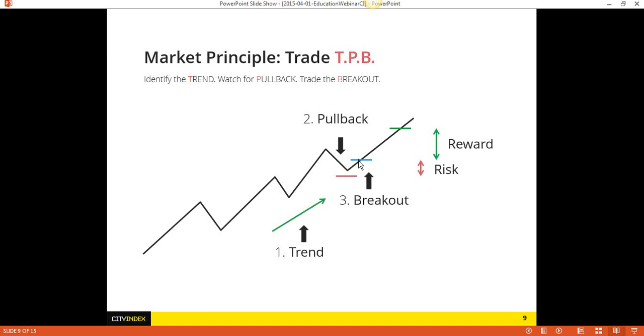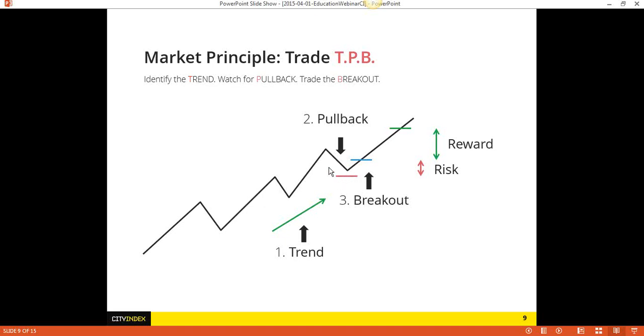Now, some people may ask, how do you know that's the low of the pullback? Well, that's the low of the most recent pullback. If after you get in, it pulls back again, well, first of all, you're going to get out of that trade, because the price is telling you that you were wrong. That wasn't a pullback. It could be a deeper pullback, or it could be a reversal altogether. At that point, you're out of the trade with a small loss.